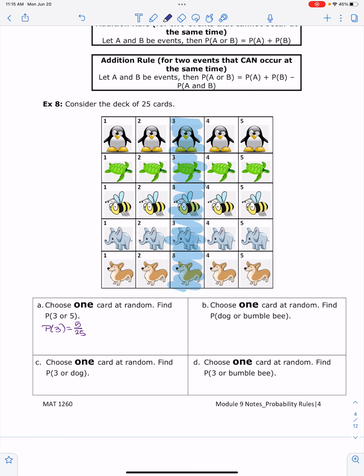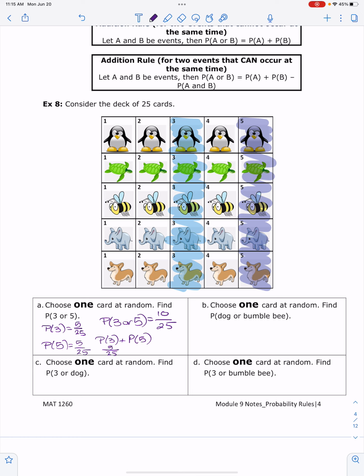Here are all of my 5s. So that probability of 5 is also 5 out of 25. And we can just count probability 3 or 5. I have got 10 shaded in there out of our 25. That is the same as if we've got the probability of 3s plus the probability of 5s: 5 over 25 plus 5 over 25 is 10 over 25.